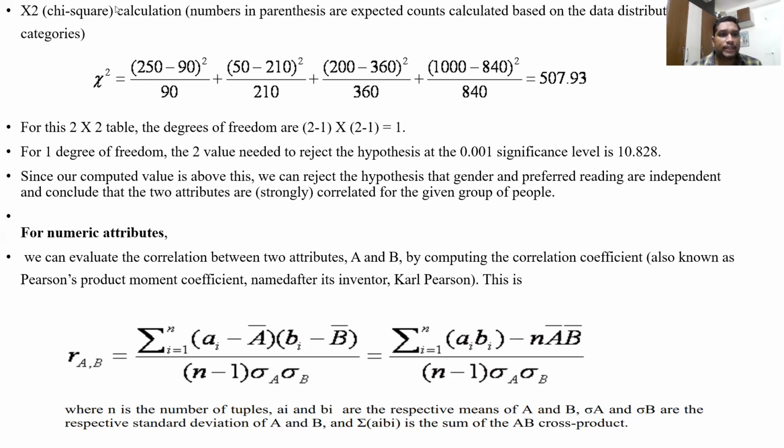Now this is for nominal data. If you take numeric data, you have to calculate like this: (ai minus a bar) into (bi minus b bar), where a bar and b bar are calculated with the help of mean values. You also have to calculate the sigma values of A and B. This is the function we use for numeric attributes. These are the nominal attributes with chi-square value, and this is for numeric attributes with mean and variance.